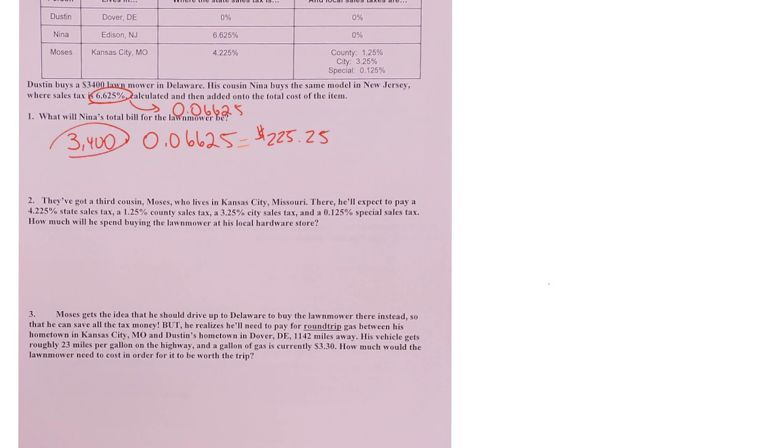So I'm going to take my $3,400 and add it to my sales tax. So I'm going to have $3,400 plus $225.25. So the total cost, look, I'm labeling that, is going to be $3,625.25. All right. So now they got a third cousin.